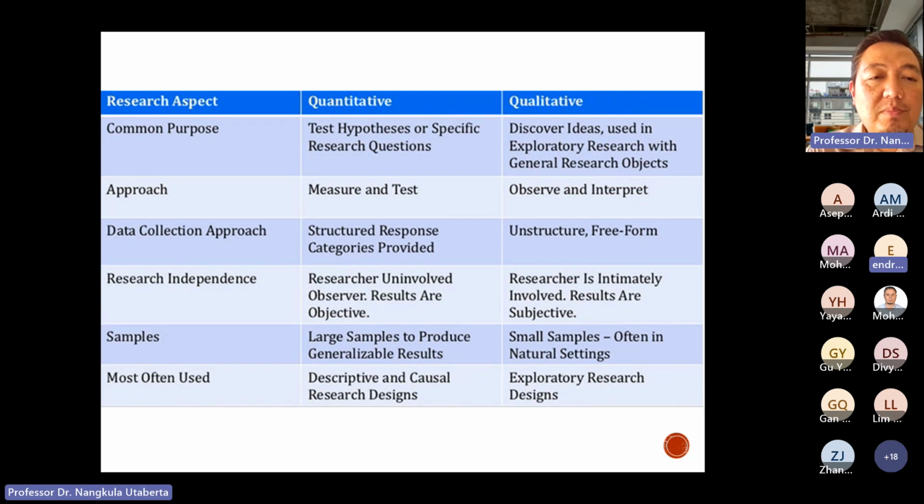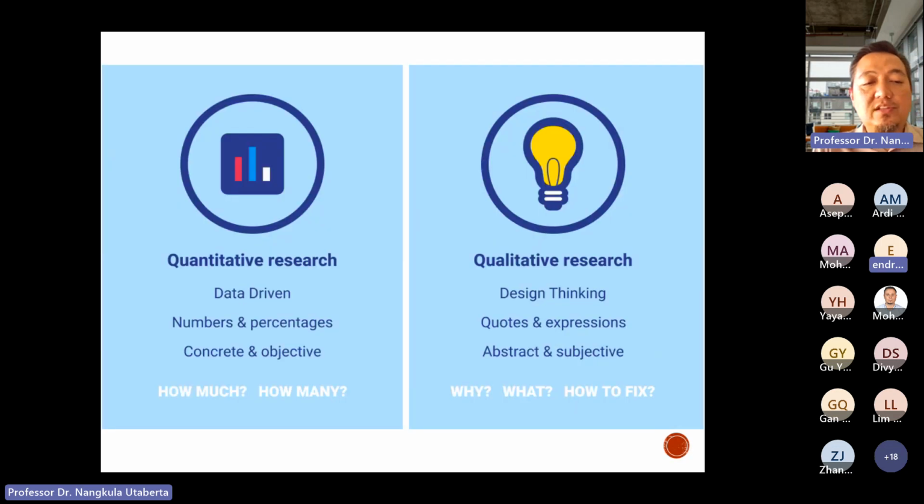Okay. Then we talk about two types of research. One is quantitative, the next is qualitative. You can see here the differences in terms of purpose, approach, how they collect the data, independence, samples. In the next lectures we'll be discussing more about this. Data-driven, design thinking, expression: how much, how many, why, what, how to fix. So it's more qualitative, you talk about quality. Quantitative means you talk about quantity, the numbers, something like that.